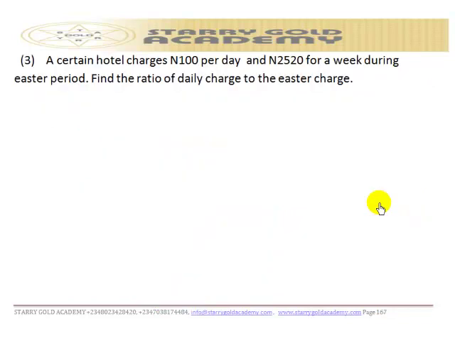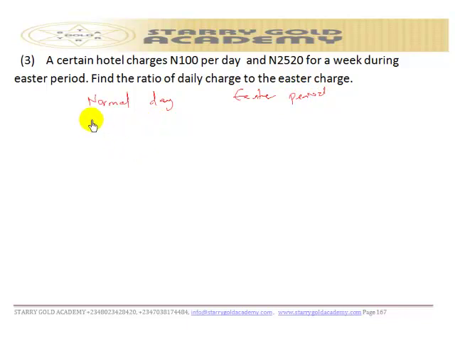Okay, I want to talk about another one. A certain hotel charges 100 naira per day and 2,520 for a week in Easter. If a hotel charges 100 naira per day and 2,520 for a week, a normal day is 100 naira, and the Easter period for a week is 2,520. Then let's make a table for normal day and Easter period.